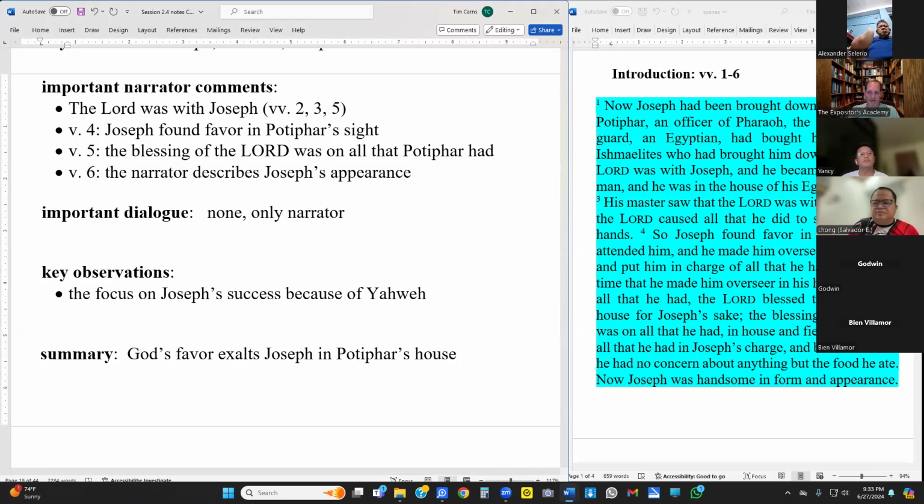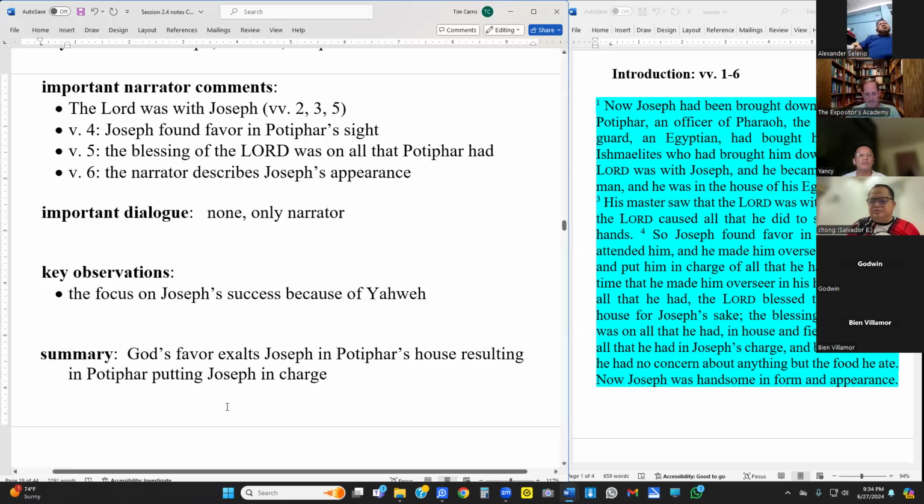Yeah, and if we wanted, we could add, resulting in Potiphar promoting or putting Joseph in charge. You don't have to do that, but we could add that too. But I think the main part here is definitely what Nigel said. I would see that as a good summary.